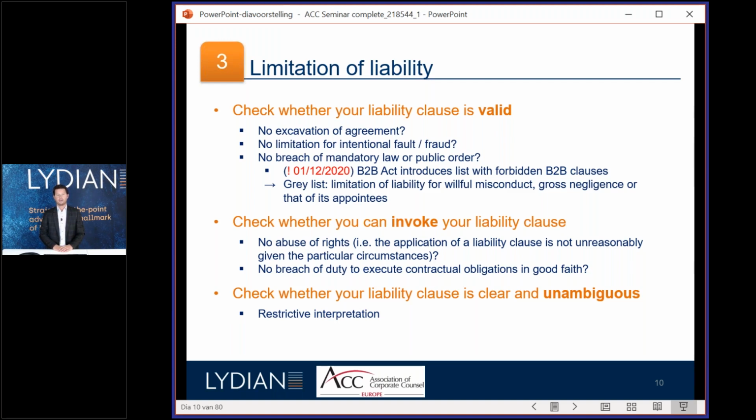because they will be null and void. You also have to check whether you can invoke your liability clause, because you can maybe have such a clause, but you should also be able to invoke it, because otherwise it will be totally useless. What I mean by that is that you cannot perform an abuse of rights, and you must also execute your obligations in good faith.